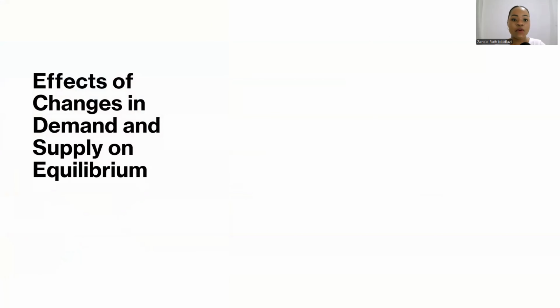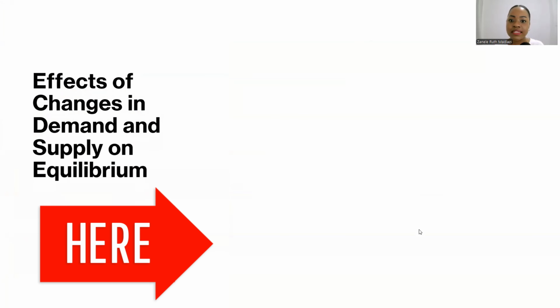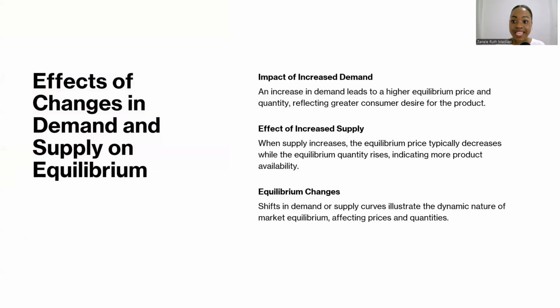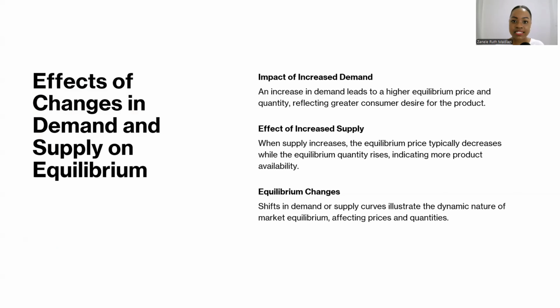Let's look at the effects of changes in demand and supply on equilibrium. An increase in demand leads to a higher equilibrium price and quantity, reflecting greater consumer desire for the product. When supply increases, the equilibrium price typically decreases while the equilibrium quantity rises, indicating more product availability. Shifts in demand or supply curves illustrate the dynamic nature of market equilibrium, affecting prices and quantity.